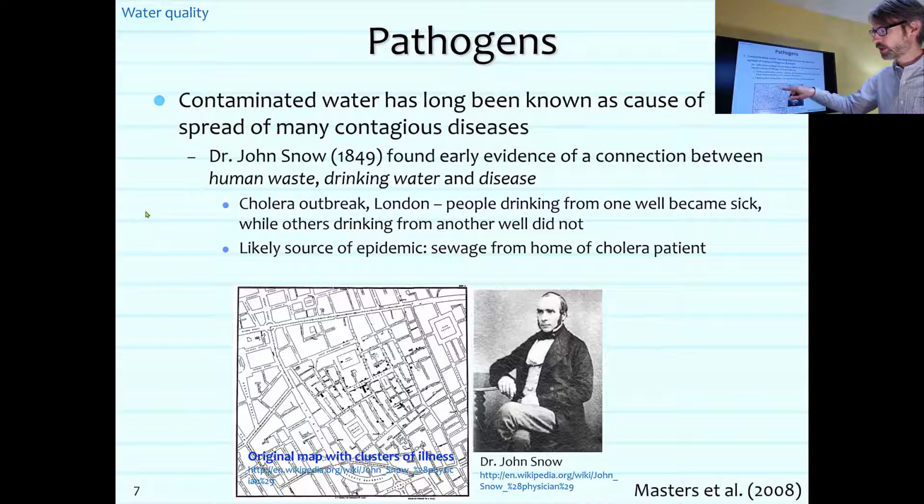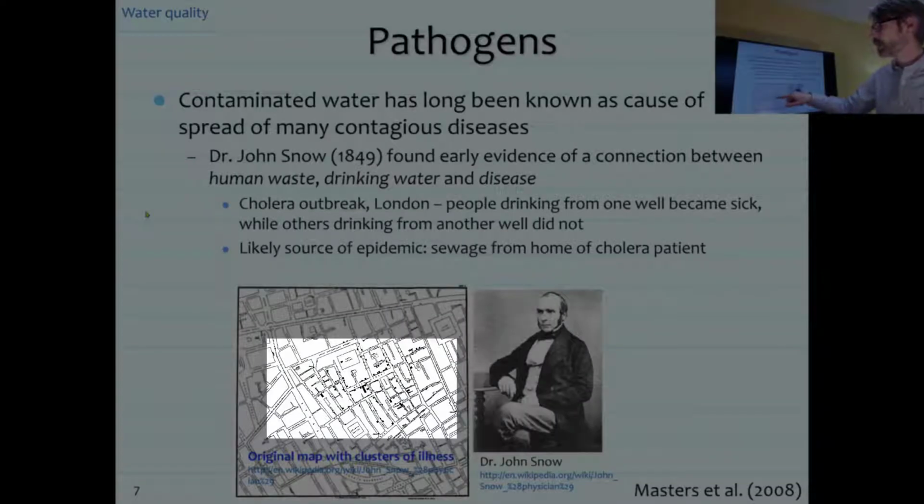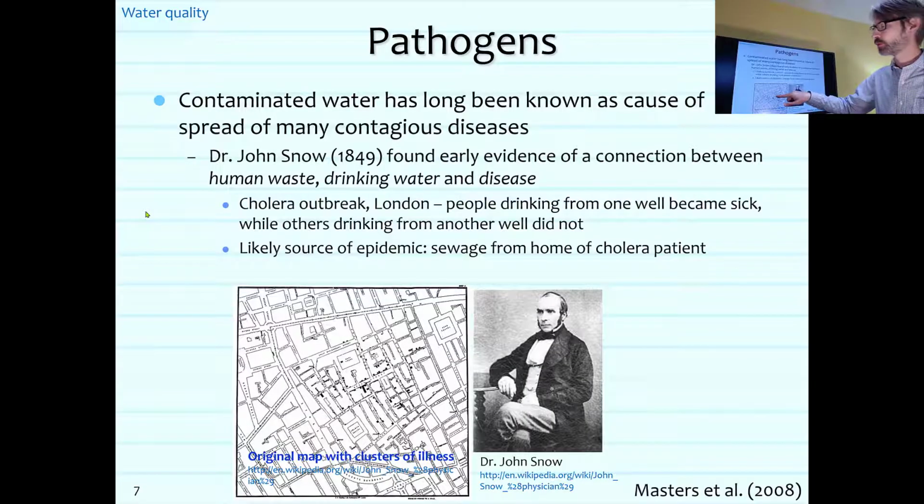Here's a version of his map where he found all of the different households that were affected by cholera. You can see they're shown here as the black little dots, and the well that they were using for their water supply was located towards the middle here. Other regions of the city that were using different drinking wells didn't have this cholera outbreak. When he mapped it out like this, he found that the likely source of the epidemic was sewage leaking into the drinking water source from the home of a cholera patient.